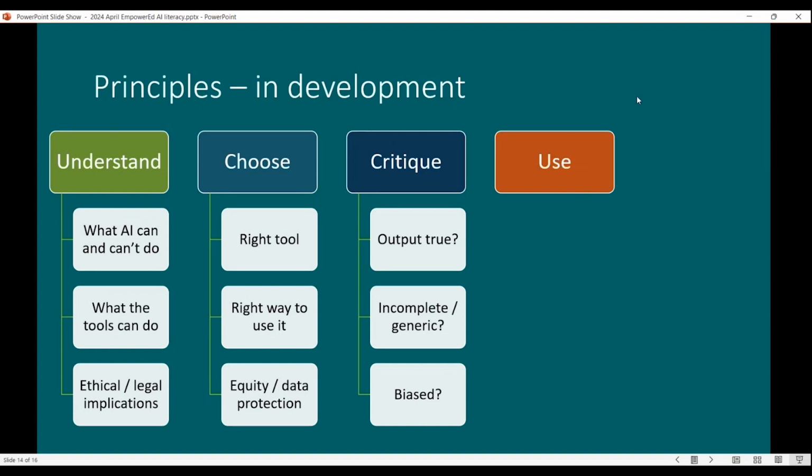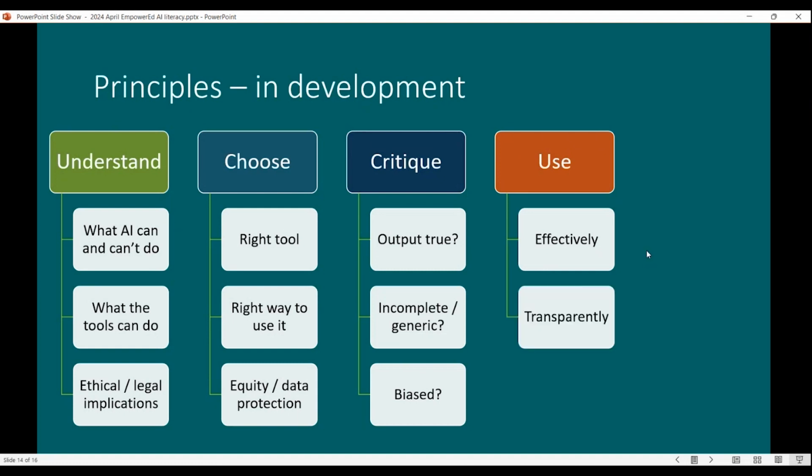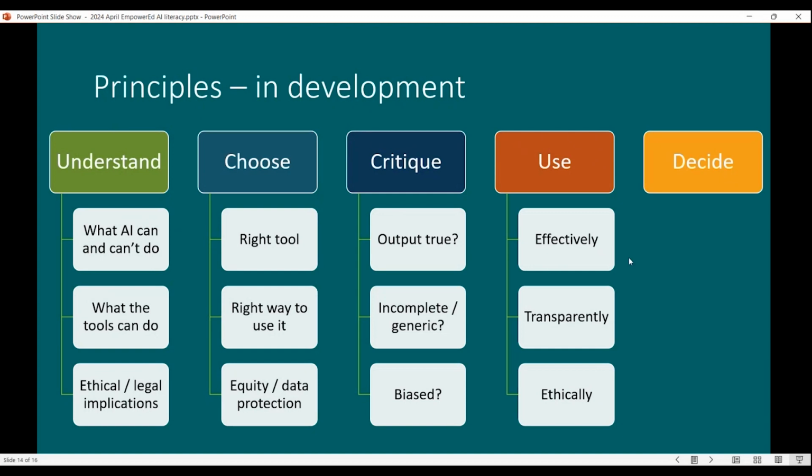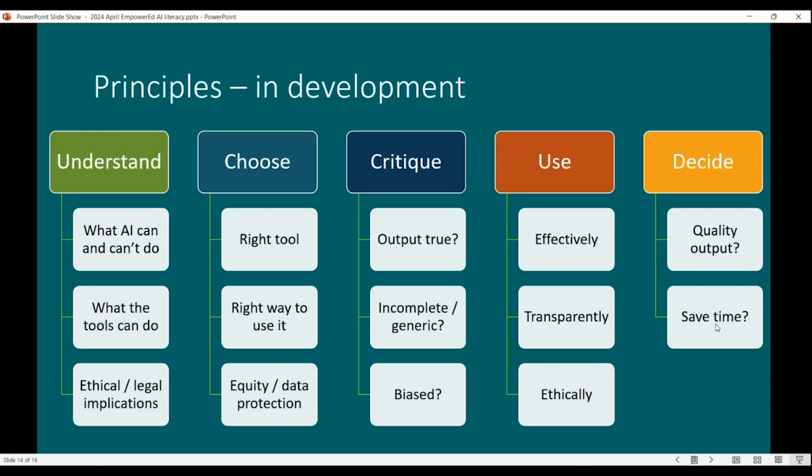Then we need to use it. And I would say there are 3 key principles here. Try to use it effectively, be transparent about how we're using it, and use it ethically. And again, there'll be multiple practices under that. And then once we've gone through this whole process, we need to make a couple of decisions about AI. So is the output good enough? Is it actually helping us or not? Maybe the output isn't such a big help that it's worth the time we spend doing it.